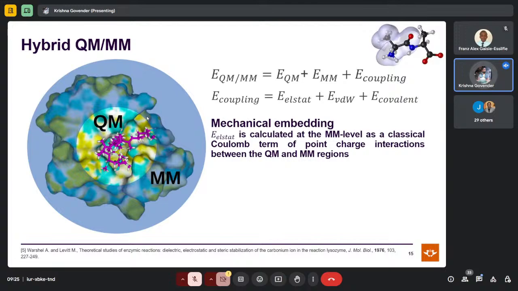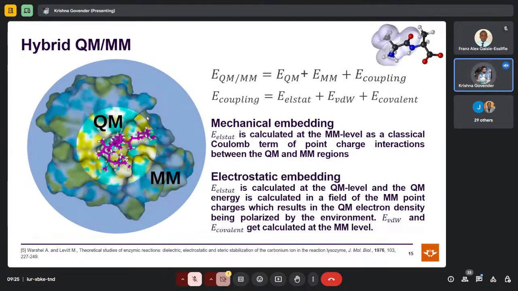Whereas if you use the more accurate method, which I believe is more accurate, the electrostatic embedding, here you treat that boundary actually at the QM level. So you allow the quantum mechanical level to treat the boundary region. And then that QM energy is calculated in the field of the MM point charges which lie outside the boundary. You get point charges here, and that results in your quantum electron density. So it basically allows for polarization to take place, right, by the environment.